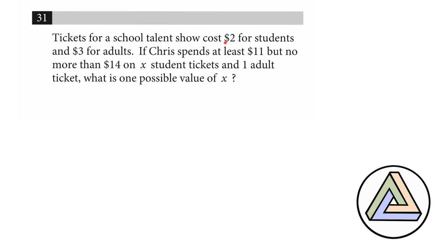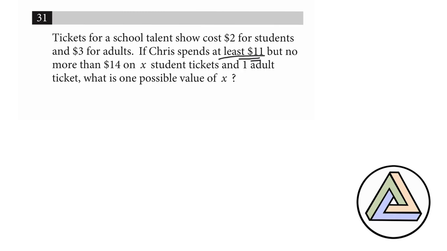Tickets for a school talent show cost $2 for students, $3 for adults. If Chris spends at least $11 but no more than $14 on X student tickets and one adult ticket, what is one possible value for X? All right, so he spends at least $11 but no more than $14. I'm going to choose 11, since it could be at least 11, so that means it could be 11. So we're going to choose 11 as the number that he spent just to avoid complication.